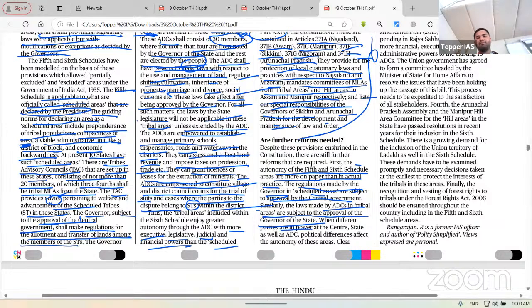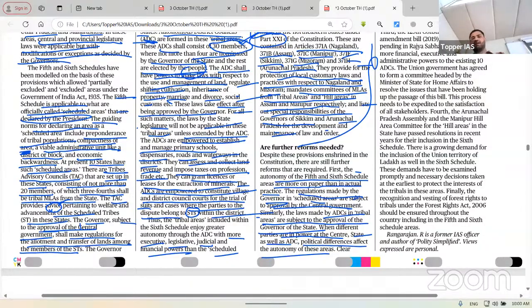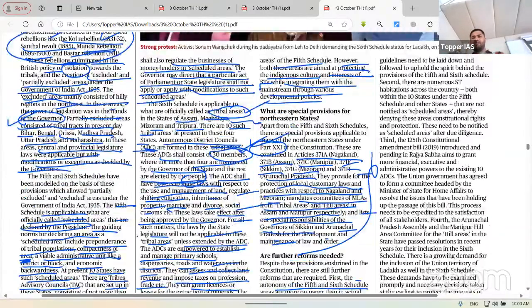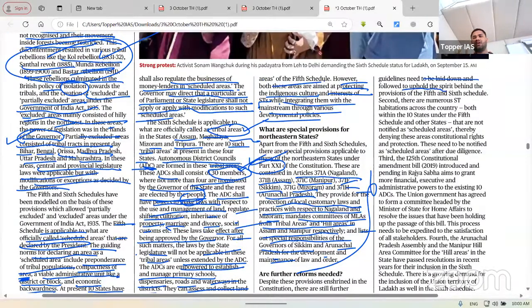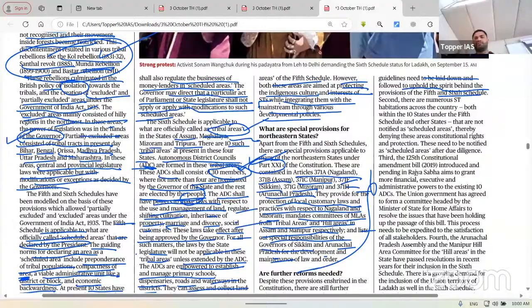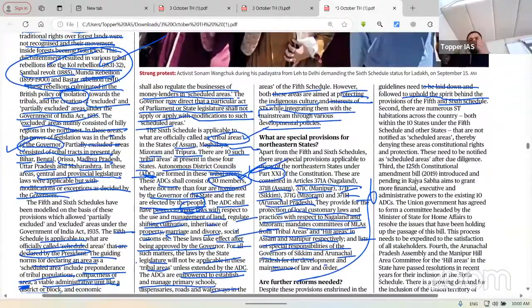When different parties are in power at the center, the state and the ADC, political differences affect the autonomy of these areas. If the same party is there, they will give approval. But if there are different parties in the ADC, state government and central government, the decisions of the ADCs might be affected, or their autonomy might get affected. Following this, guidelines need to be laid down and followed to uphold the spirit behind the provisions of the fifth and sixth schedule. This is the first reform that is needed: more autonomy and less interference.